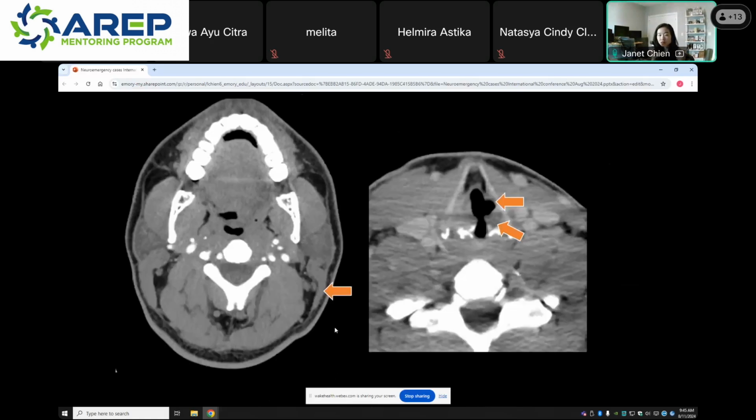What else do you see? Which cranial nerves in addition are affected here is my question. So you've got cranial nerve 12 with left tongue palsy, right? Left tongue ptosis, so cranial nerve 12 palsy. What other cranial nerves are affected here?